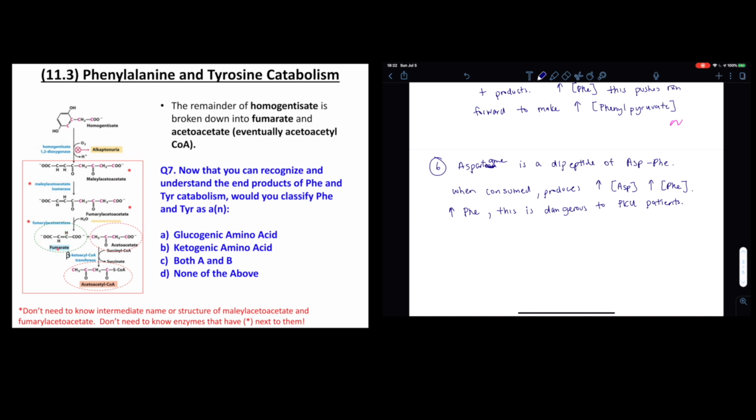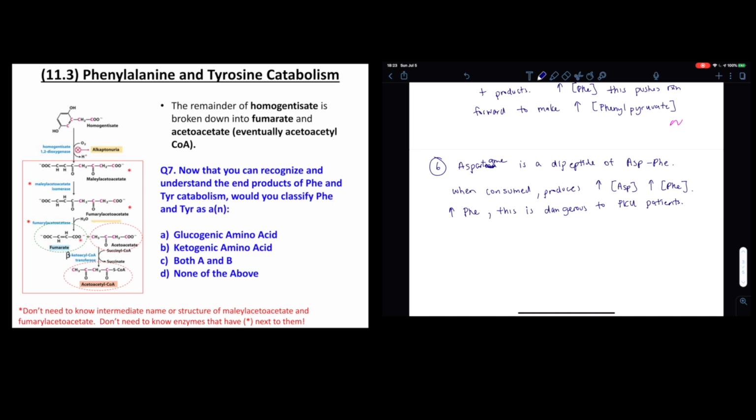But when I show you the end products of the pathway, you should be like, oh, yeah, I can classify this amino acid based on what is produced, right? So if this was an exam question, you would say, oh, I know it makes fumarate, so that means it's glucogenic. I know it makes acetoacetate and acetoacetyl-CoA, so that gives me the idea that this has to be a ketogenic amino acid as well, so it has to be both.